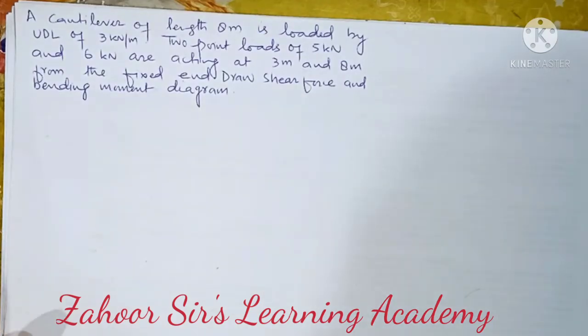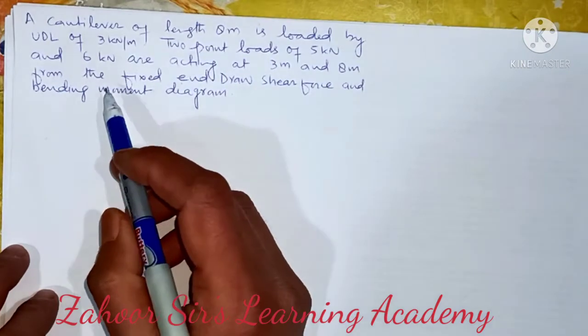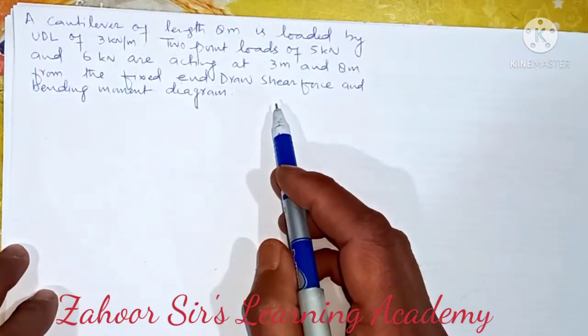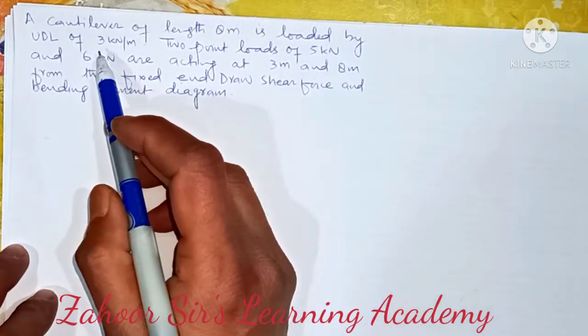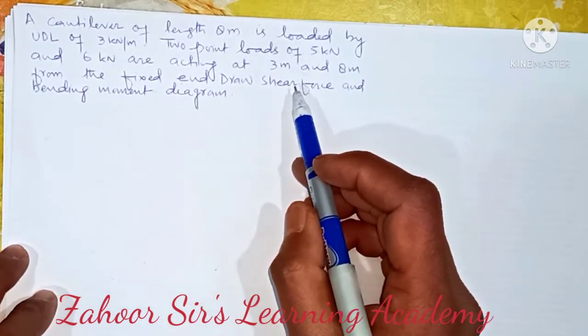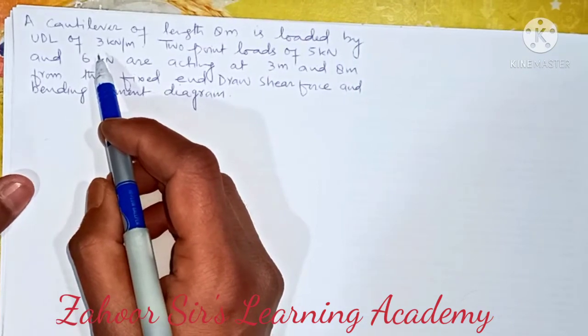Assalamu alaikum. In today's class of engineering mechanics, I will teach you how to draw the SF and BM diagram of a cantilever beam when the cantilever beam is loaded with both point load as well as the UDL. So let's first draw the loading diagram.